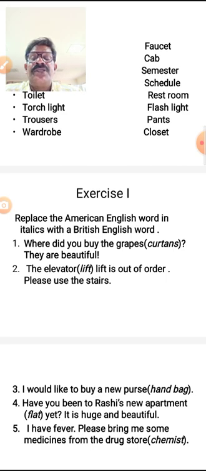Grape is nothing to do with fruits here. This is called curtains. We use them for our bedrooms, for our windows and drawing rooms. Where did you buy the grapes? Grapes means here curtains. The elevator. Elevator means lift, right? The British word is lift.